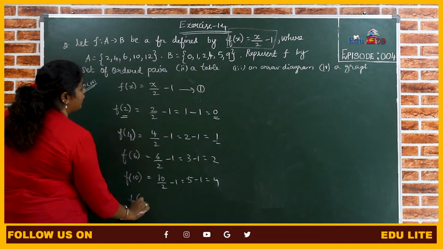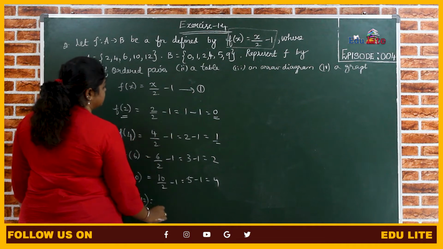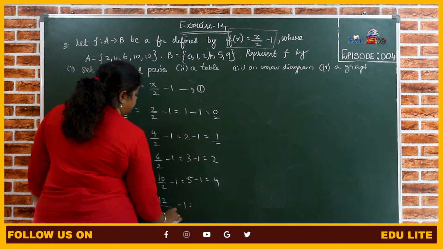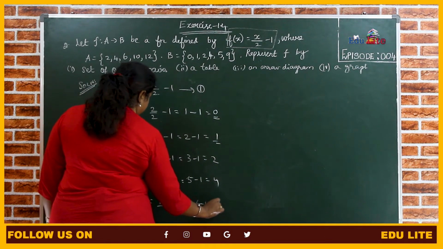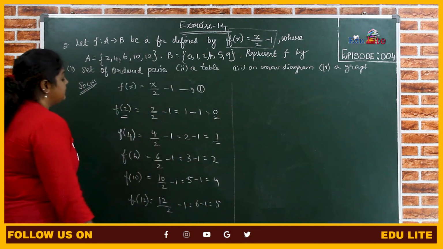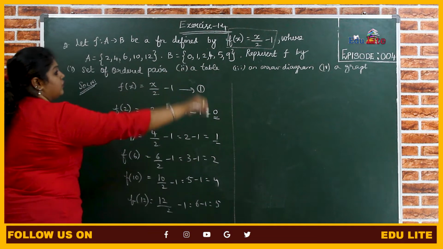Next, f of 12, in the sense we have to substitute 12 for x in the first equation. 12 by 2 minus 1, 12 by 2 is 6, minus 1 which is 5. Therefore 12 is mapped to 5. So we have completed it for all values of x. Now we will represent it in 4 ways.